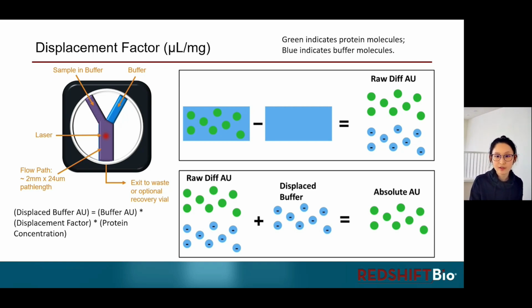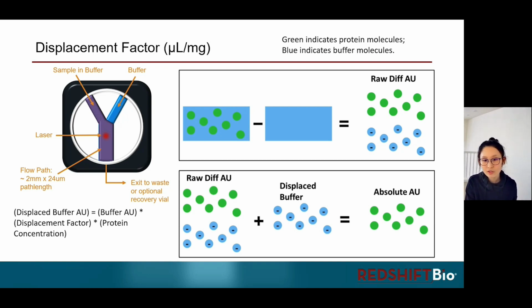The displaced buffer itself had absorption in the IR range. To obtain the absolute AU, the absolute absorption units, the displaced buffer absorbance has to be added back to the raw DFAU. So the displacement factor is used to add back this amount of over-subtracted buffer molecules, and it therefore represents the increase in volume upon the addition of protein to a solution.